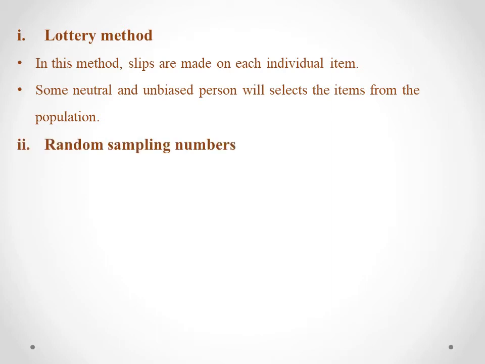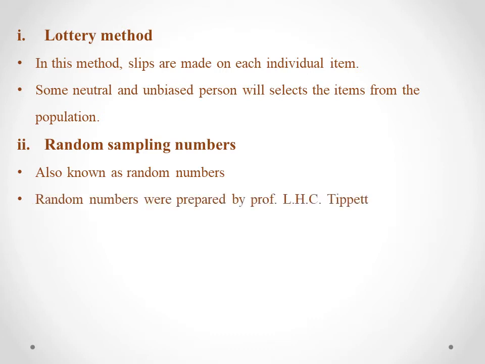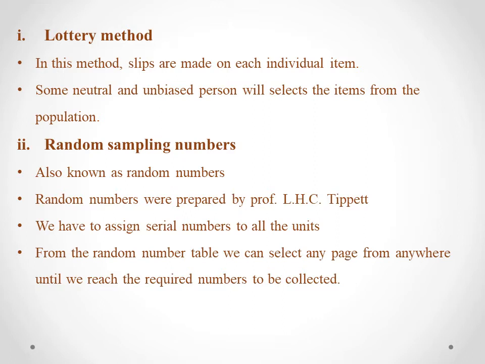In random sampling numbers, numbers are given to the samples. It is also known as random numbers. This table was first prepared by Professor L.H.C. Tippett. Now we have to assign serial numbers to all the items or all the units. From the random number table, we can select any page from anywhere until we reach the required number to be collected.